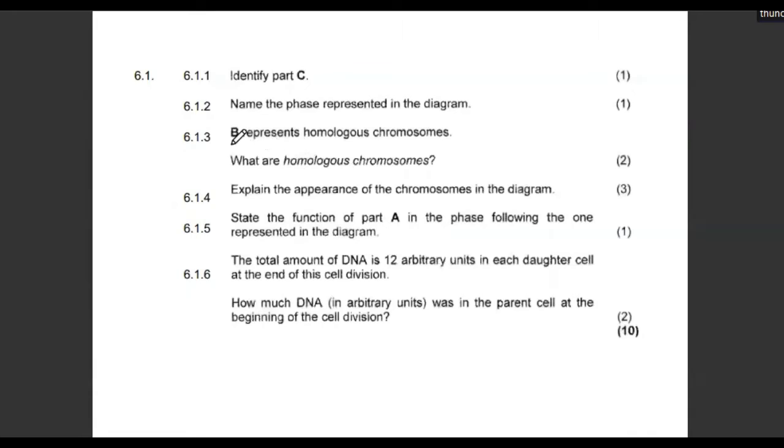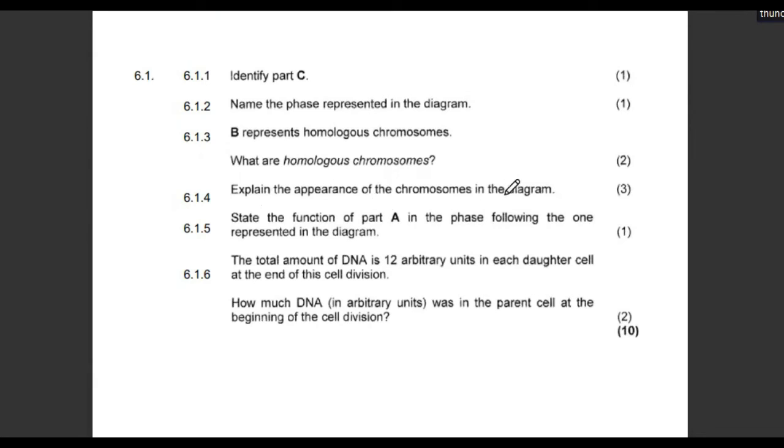Centromere. Then B represents homologous chromosomes. What is a homologous chromosome? Chromosomes which have the same structure and the same size, and they carry genes. Genes of the same characteristics are always on the same locus. So we call them homologous chromosomes. They are not genetically identical, but genes of the same characteristic are in the same locus. Locus is the position of a gene. It's singular. Loci when they are many.